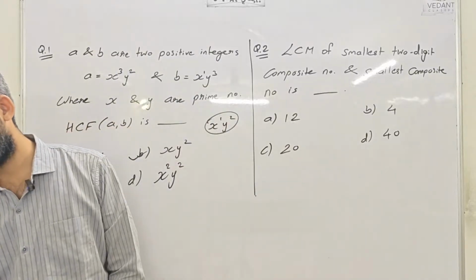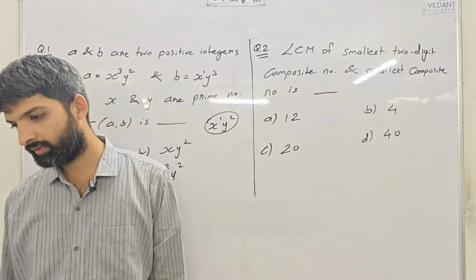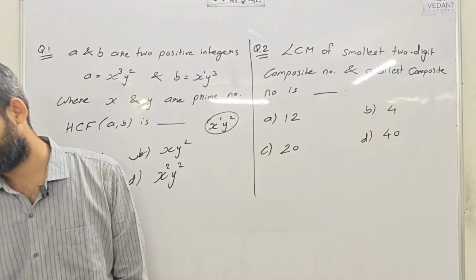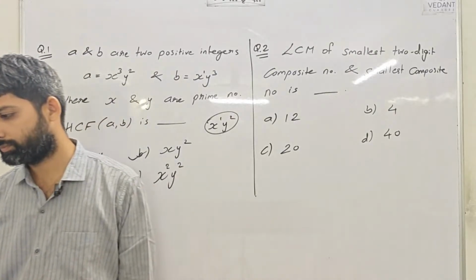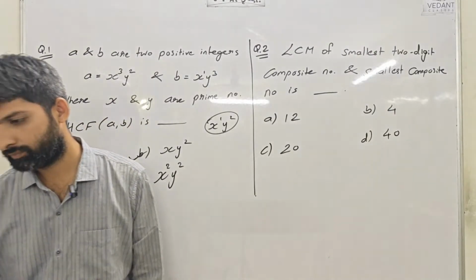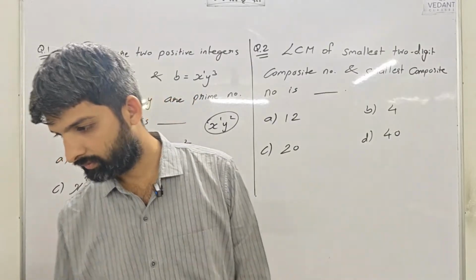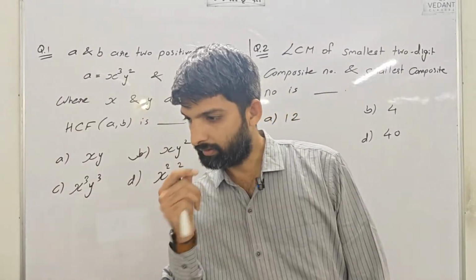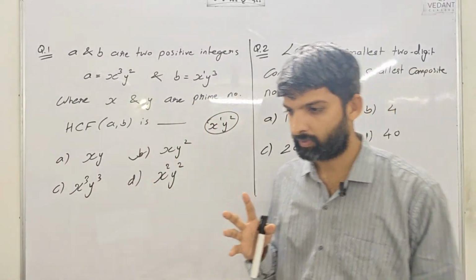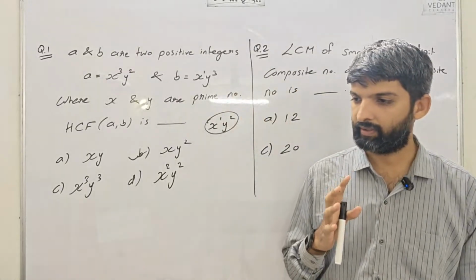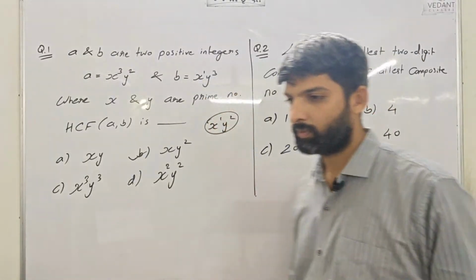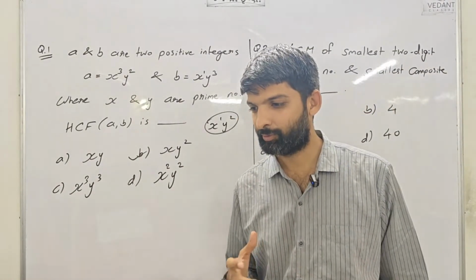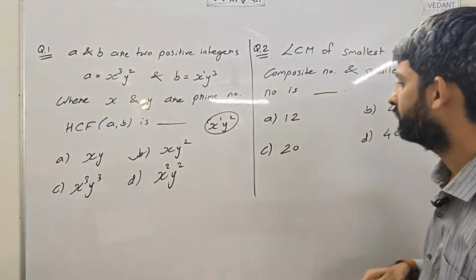Option A, 12. Someone is saying B, 4. Option C, someone is saying 12. Option A, and others are saying option B. First read the question, identify, and after that you will get the answer. Honestly, you need to give marks to yourself. So take your time and you can solve it.